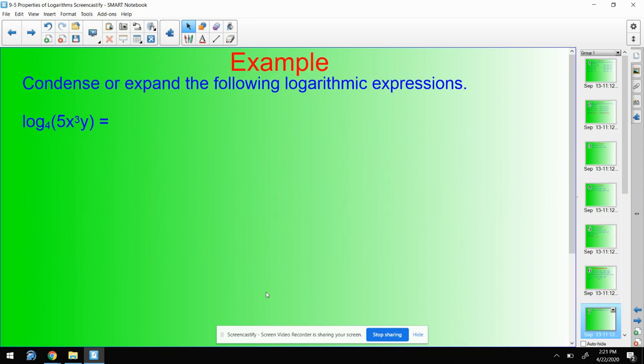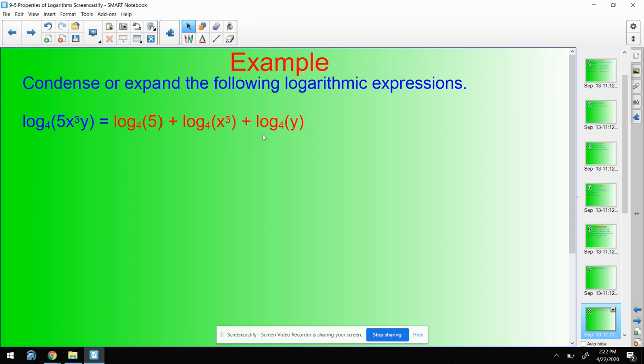So what we can do with this is we can take one log and split it up into a bunch, or we take a whole bunch of logs and combine them down, condense it. So this one, I have one log, I want to make multiple logarithmic expressions. Okay, I'm going to use the product property. So all this inside is multiplication, so I'm going to make it a giant addition problem, all with log base 4. So I'm going to break apart the 5, the x cubed, and the y into 3 separate logs, all with base 4. So log base 4 of 5 plus log base 4 of x cubed plus log base 4 of y.